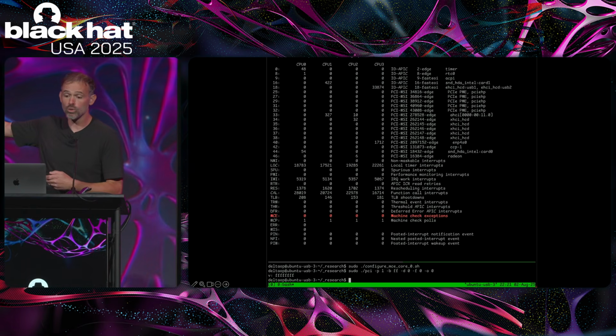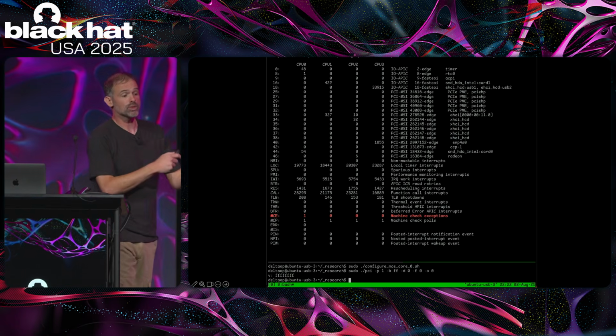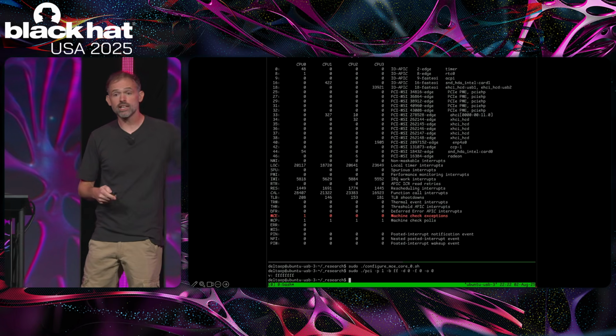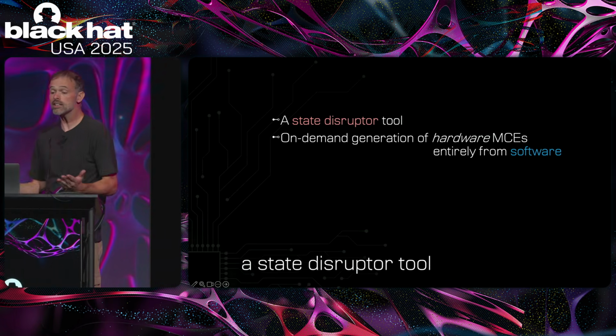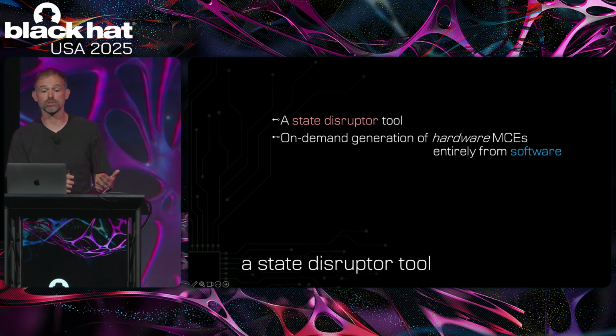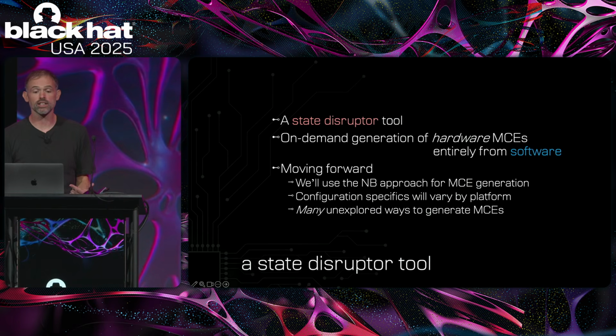And then from core 1, we're going to try to access a device on the PCI bus that doesn't actually exist. That's going to be translated by the north bridge into a machine check exception that then gets delivered to core 0. So this is fantastic, and I think never been done before. We've got this state disruptor tool that lets us do on-demand generation of hardware machine checks entirely from software.